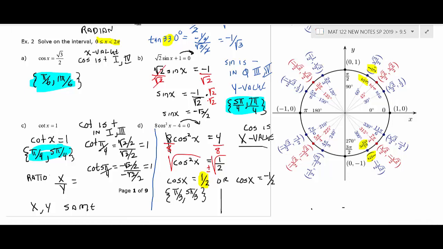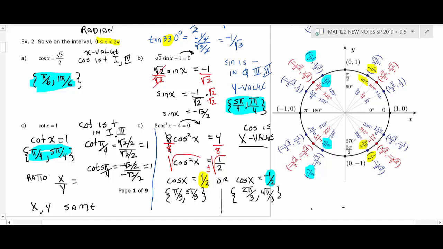Then we're going to look at where the cosine takes on the value of -1/2. Again, where is the x value on the unit circle -1/2? 2 pi over 3 would be one place. 4 pi over 3 would be the other place. So we would have 2 pi over 3, and then we would have 4 pi over 3, like that.